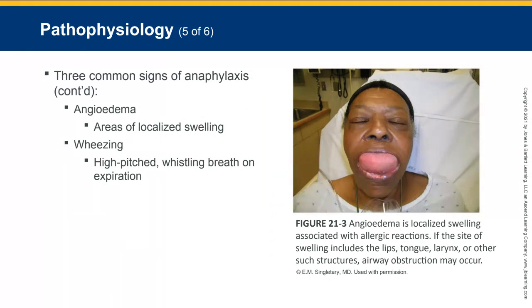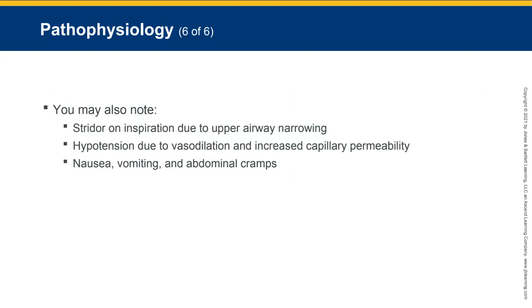There's a particular blood pressure medication that can cause this angioedema: ACE inhibitors. So patients on ACE inhibitors can also develop this reaction. So urticaria, angioedema, wheezing, a high-pitched whistling breath on expiration. As you can see now, a lot of conditions can cause wheezing. You may also note stridor on inspiration due to upper airway narrowing, hypotension due to vasodilation and increased capillary permeability, nausea, vomiting, and abdominal cramps.